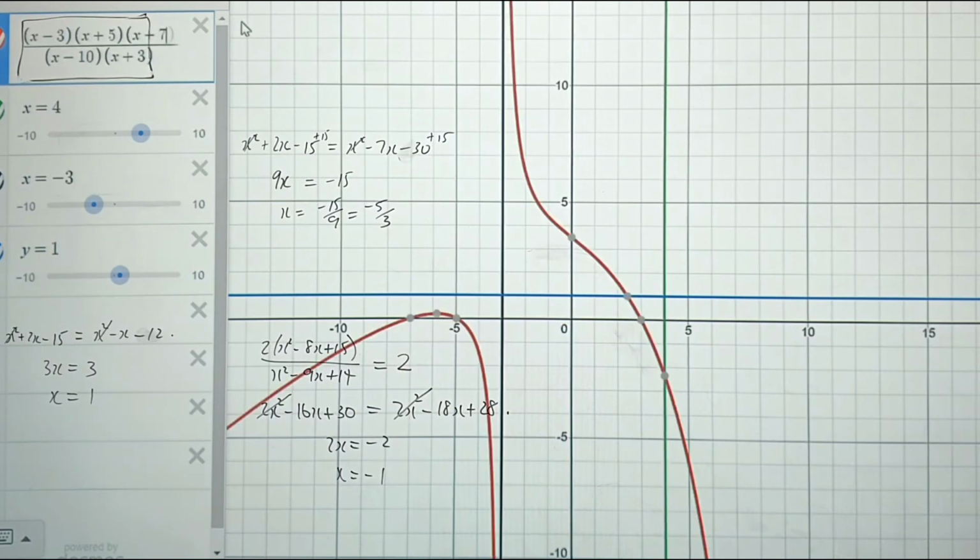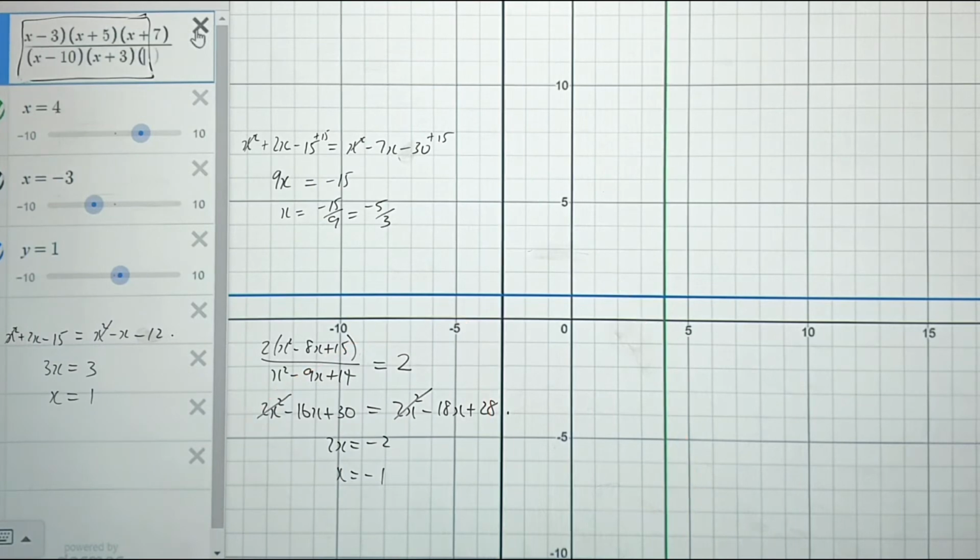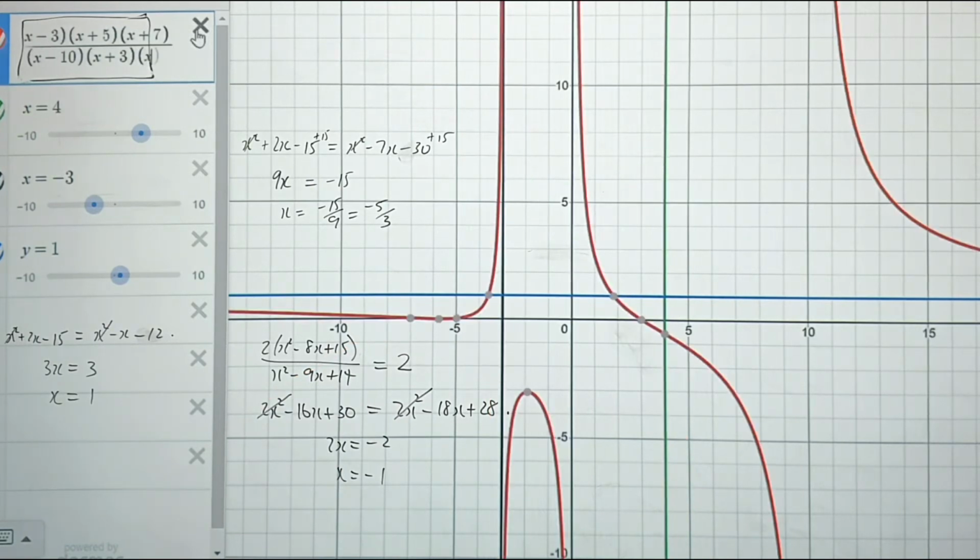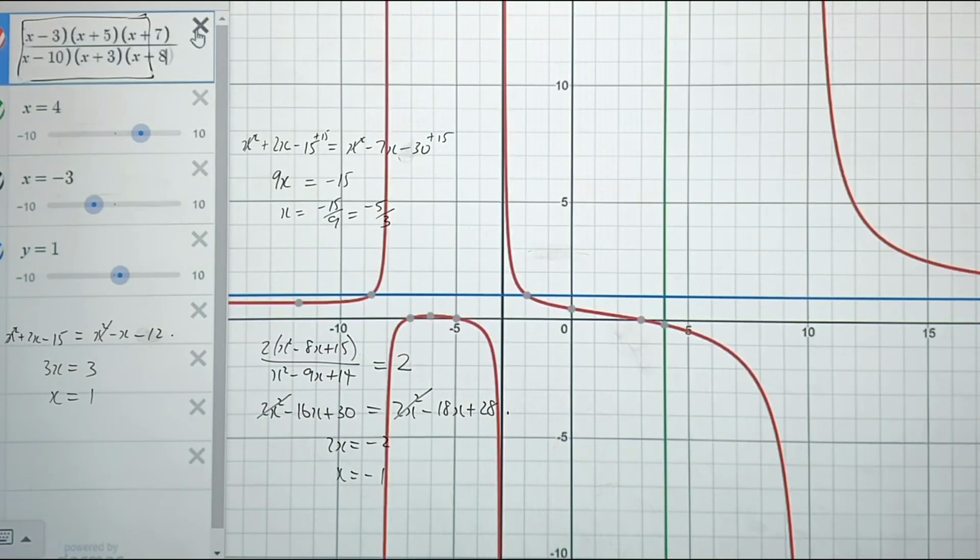Let's make that a 7. And Josh is going to sleep, poor boy. And I don't want them to cancel, so I don't want any factor on the top to be the same as the factor on the bottom. So let's go x plus 8. Imagine the possibilities.